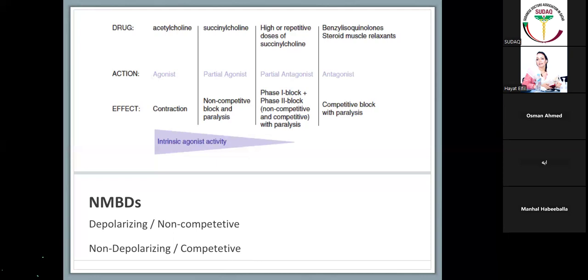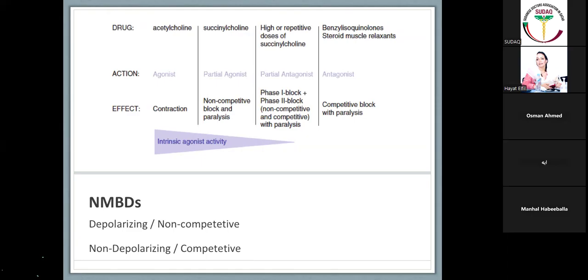So let us just agree on this. Succinylcholine is a partial agonist, and it produces a non-competitive block. If the concentration is increased by a second dose of succinylcholine or a reduction in its metabolism, the concentration will increase in the neuromuscular junction, and it will take us to a phase 2 block. All other muscle relaxants, which are the non-depolarizing muscle relaxants, act as antagonists, and they produce a competitive block. So they attach to the alpha subunit of the acetylcholine receptor and prevent the action of acetylcholine.